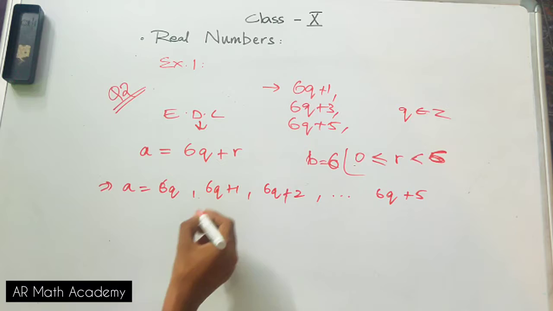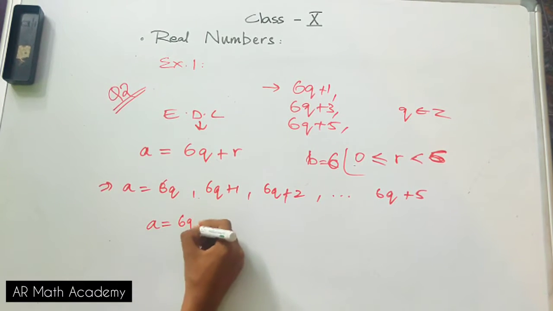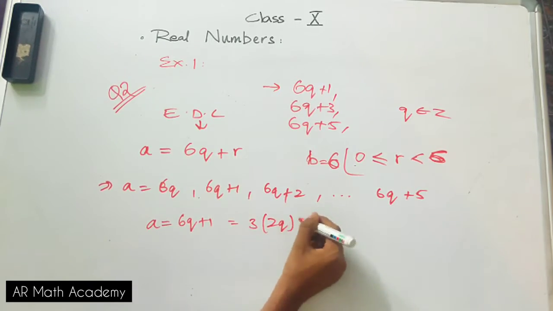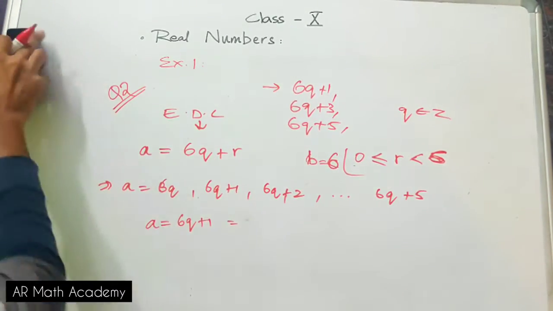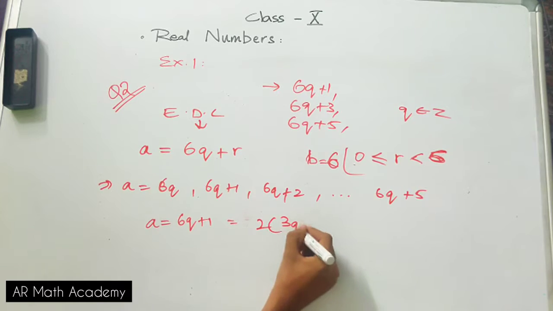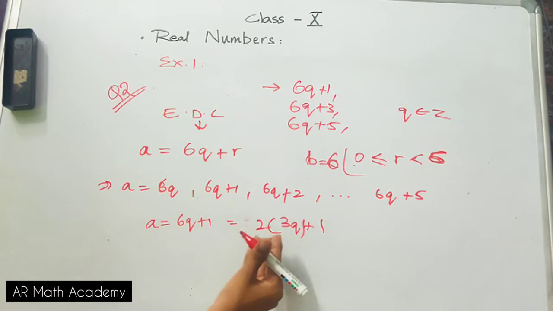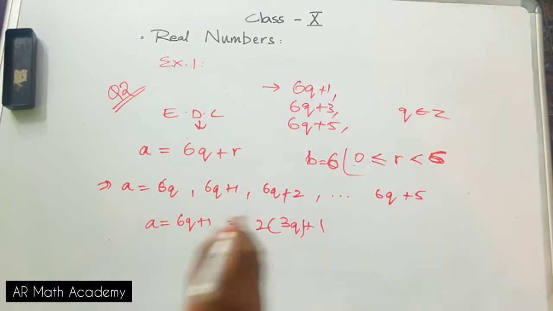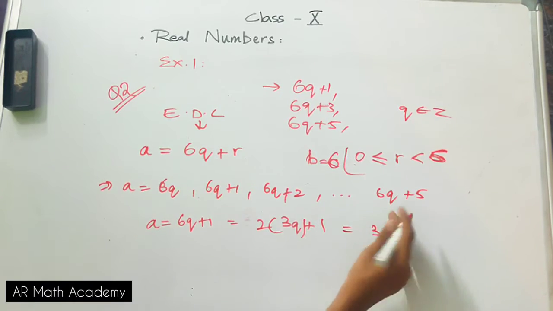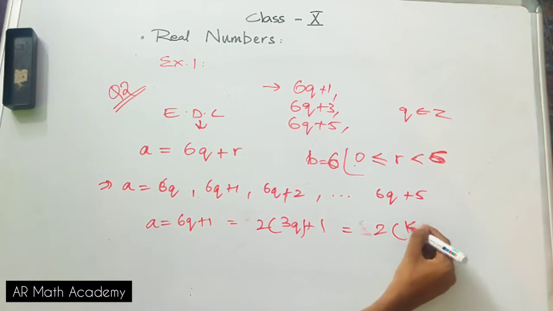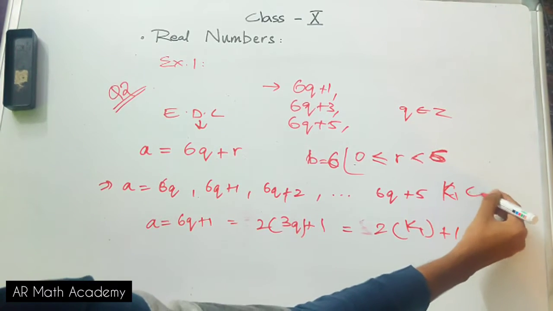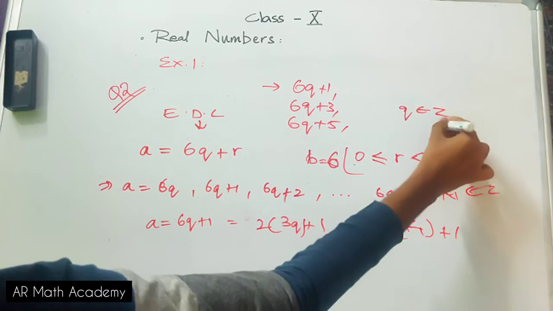Now I can further split a equal to 6q plus 1, since 6q is 3 into 2q, or 2 into 3q, so a is 2 into 3q plus 1. Now your q is some integer, so your 3q must also be some integer. I am assuming 3q as some integer k1. So it is 2 times k1 plus 1, where k1 is an integer as well. Both of these numbers are integers.